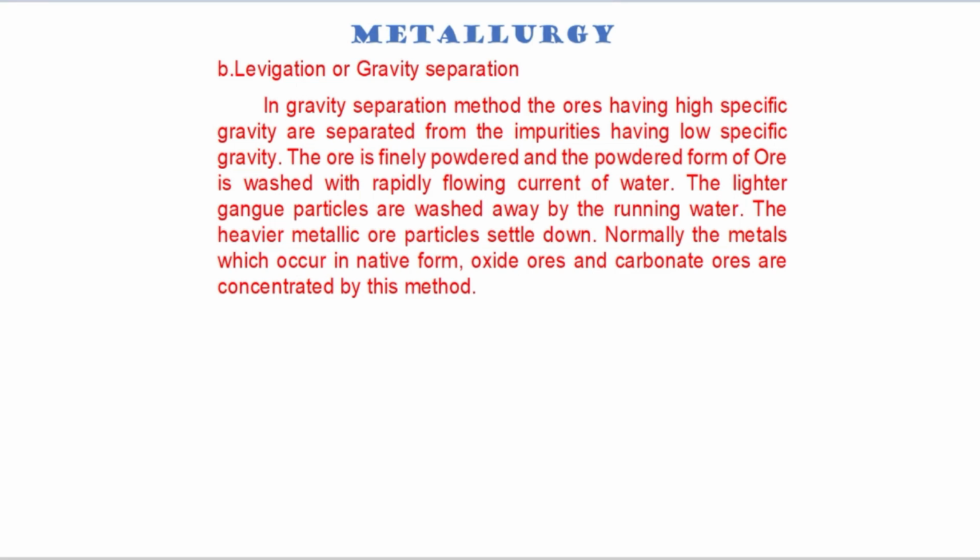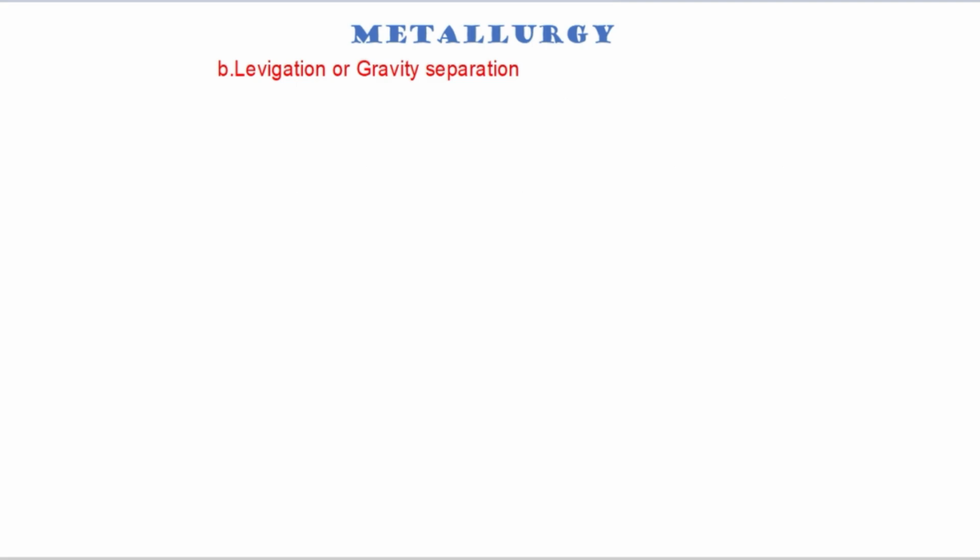Normally, the metals which occur in the native form, the oxide ores and the carbonate ores are concentrated by levigation or gravity separation method. Levigation or gravity separation can be done using either a hydraulic classifier or a Wilfley table.